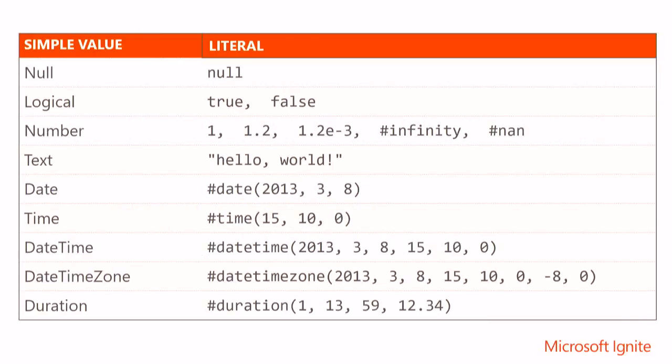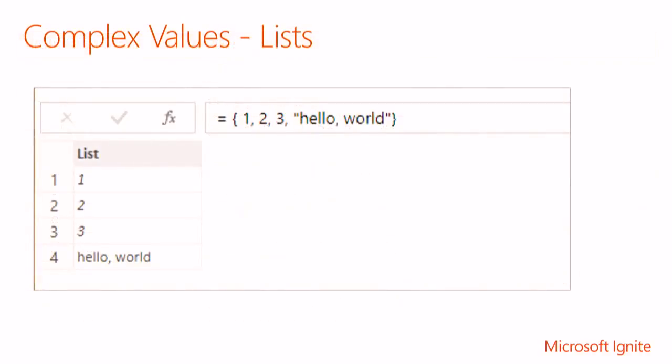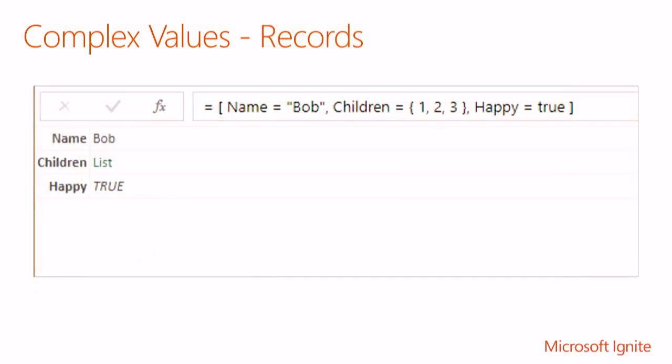Literals, the other thing I want to call out, are these handy helpers. If you are typing in your own values, these are essentially constructors that you can use to create these types. You can create lists. Lists have curly brackets like this. So this would be a list of 1, 2, 3, and the string of hello world. Lists aren't typed. You can have any number of types in a single list. Records have square brackets. A record can be thought of as a structured type or a complex type or user-defined type. And what I've declared here is a record with a field of name, a field of children that's a list, and a field of happy, which is a logical or Boolean value set to true.